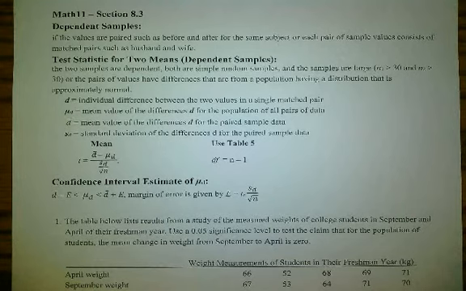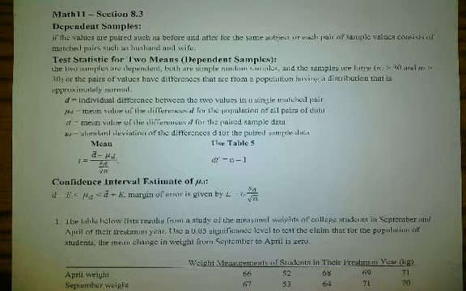Previously, we looked at independent samples, between the means of two different samples, and now we're going to look at dependent samples. Dependent samples are ones in which the pairs are connected, so they may be a matched pair, such as husband and wife, or they may be a temporal pair, such as before and after.